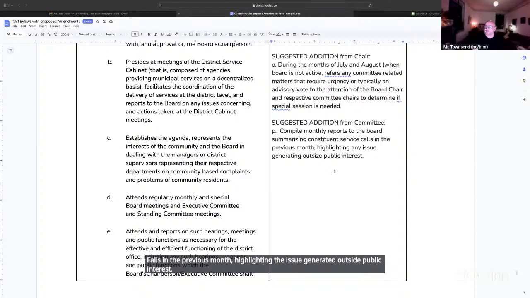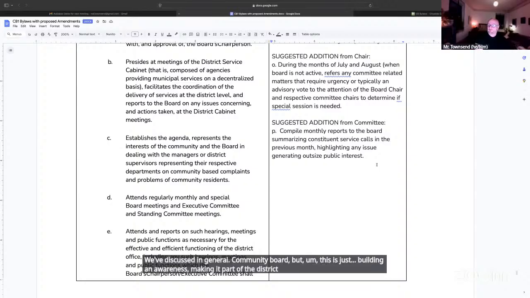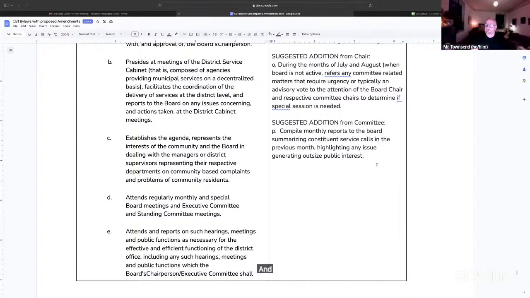And that's, I think, something we might also have discussed in general community board, but this is just giving an awareness, making it part of the district ownership report to know what people are calling about. So that way we're not only hearing about Code Nightclub receiving a lot of phone calls when their liquor license is up. It's good to know that this nightclub has actually been receiving calls throughout the year. And that's the thought behind this.